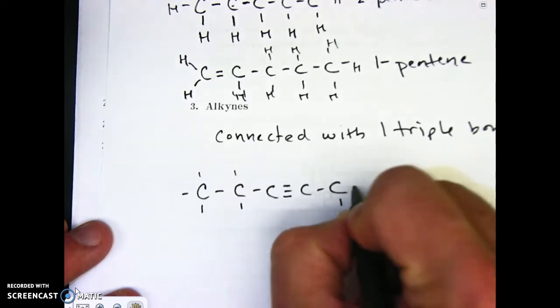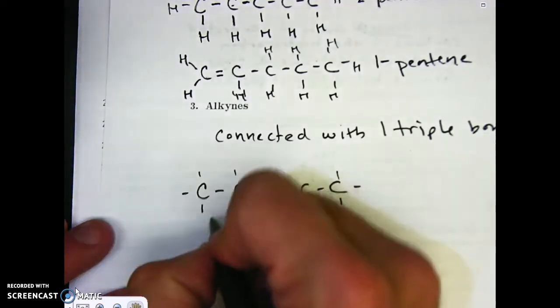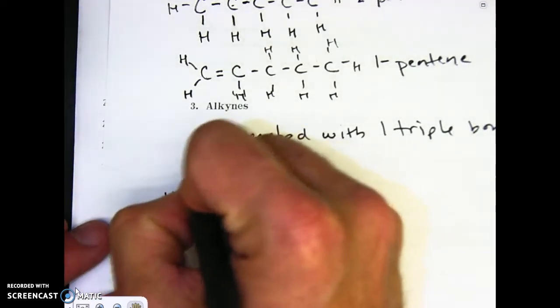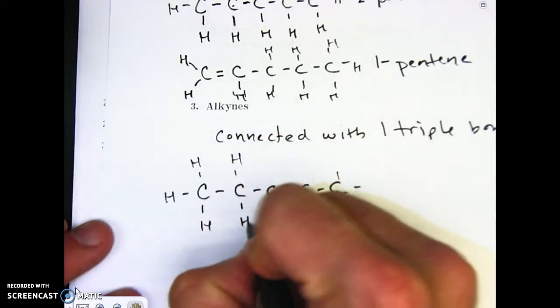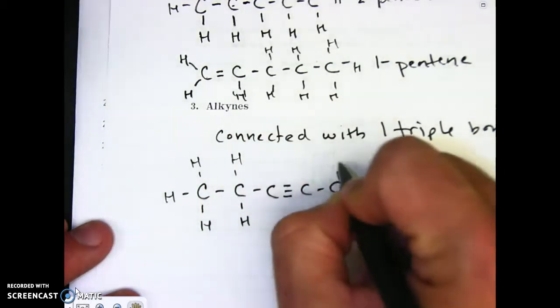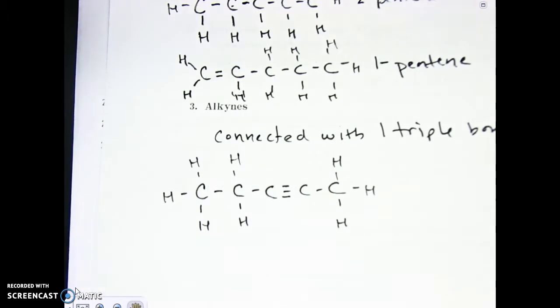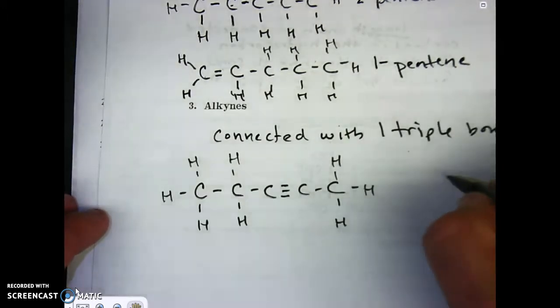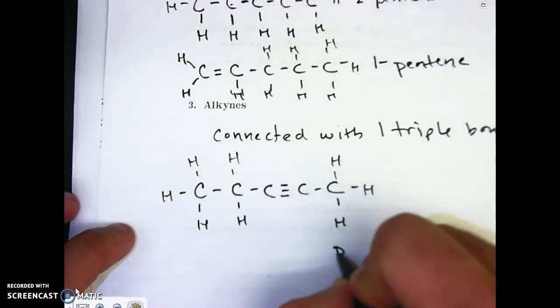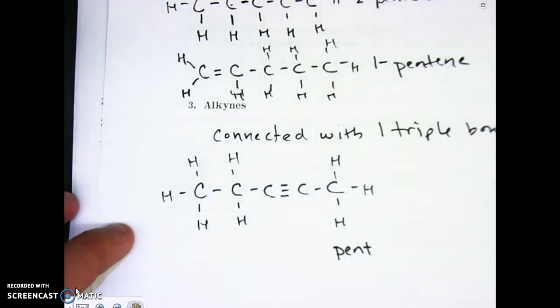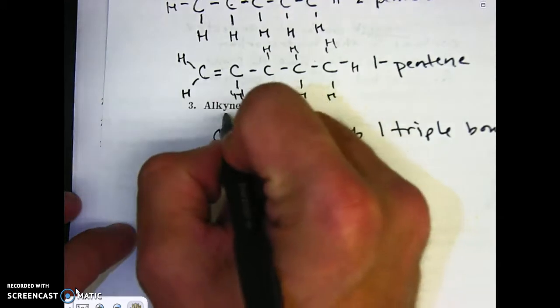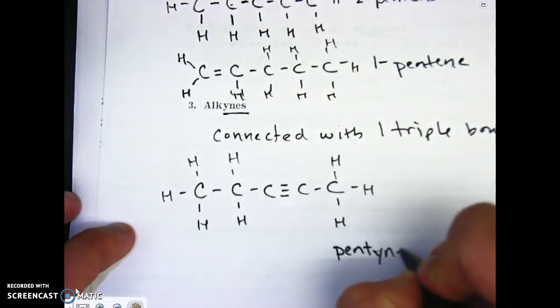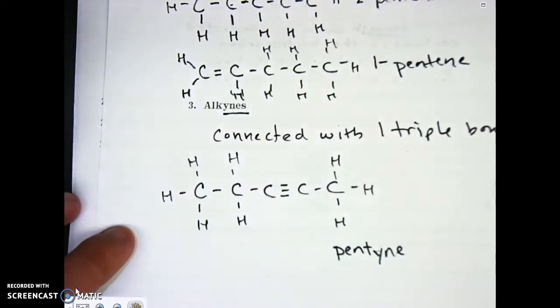Same thing for this one. This one has room for 3. So now I go in and fill in those hydrogens. What do you think we should name this? We should start with the number of carbons. That would be pent. What do you think the ending is going to be? Pentyne is how you would pronounce this.